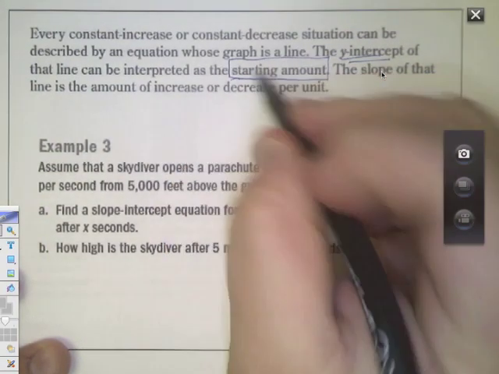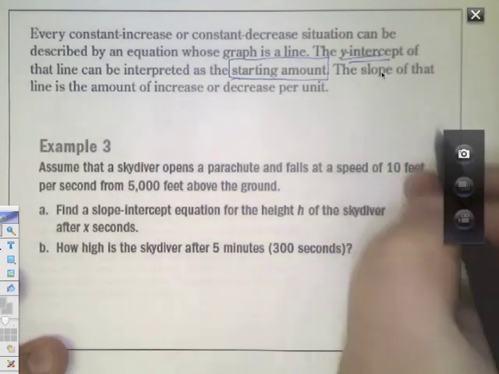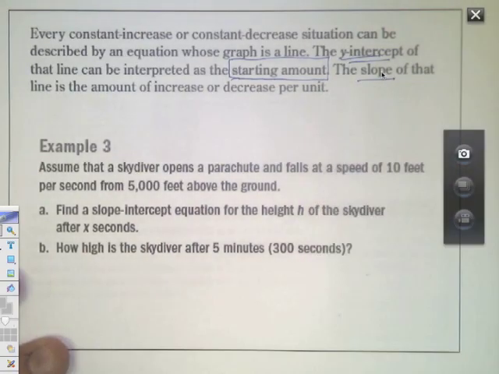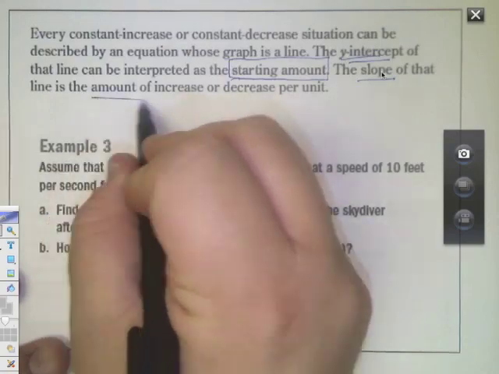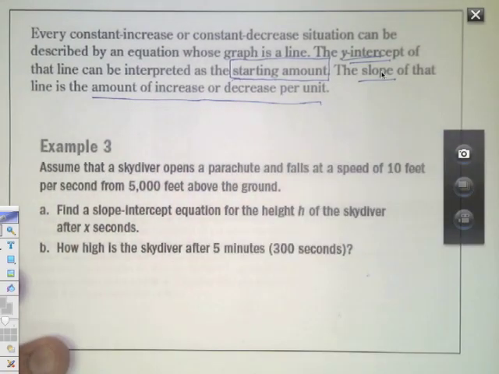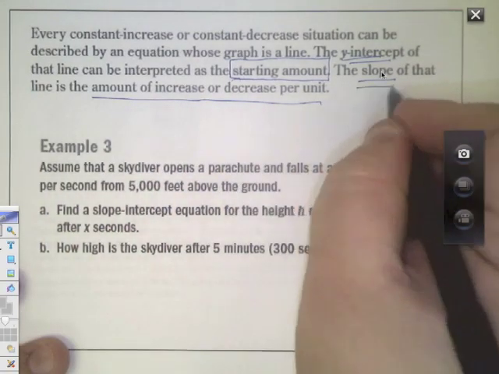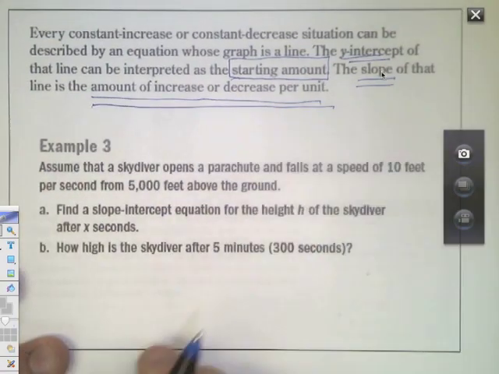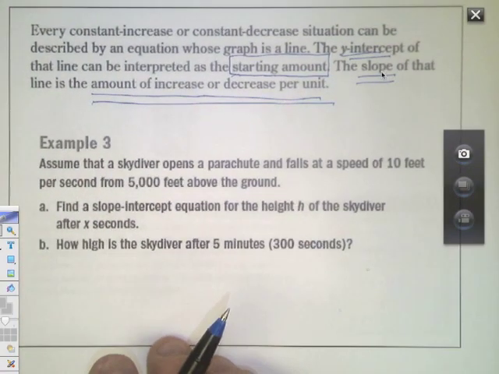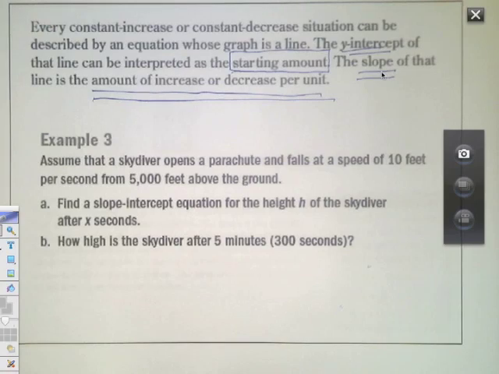The y-intercept of a line can be interpreted as the starting amount. It's how much you start with. The slope of the line is the amount of increase or decrease. Those are two key points of information. So let's look at example 3.